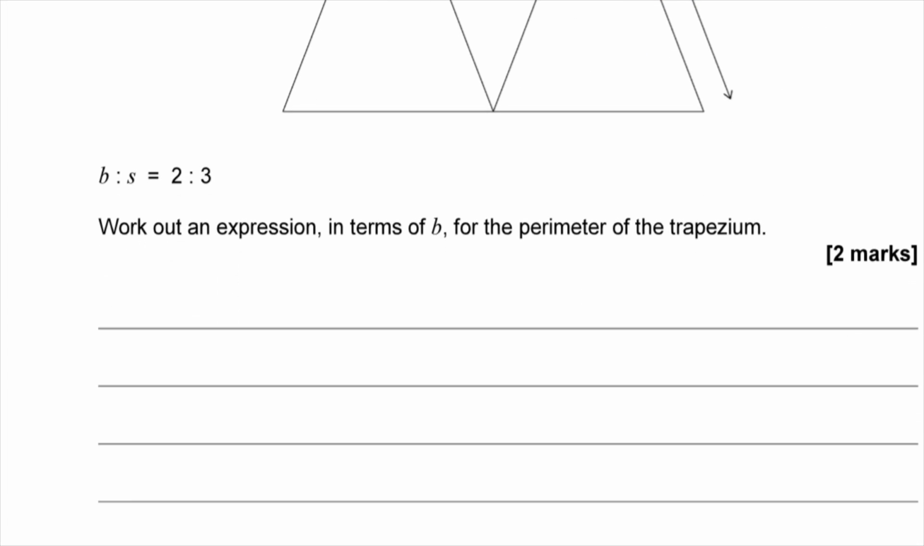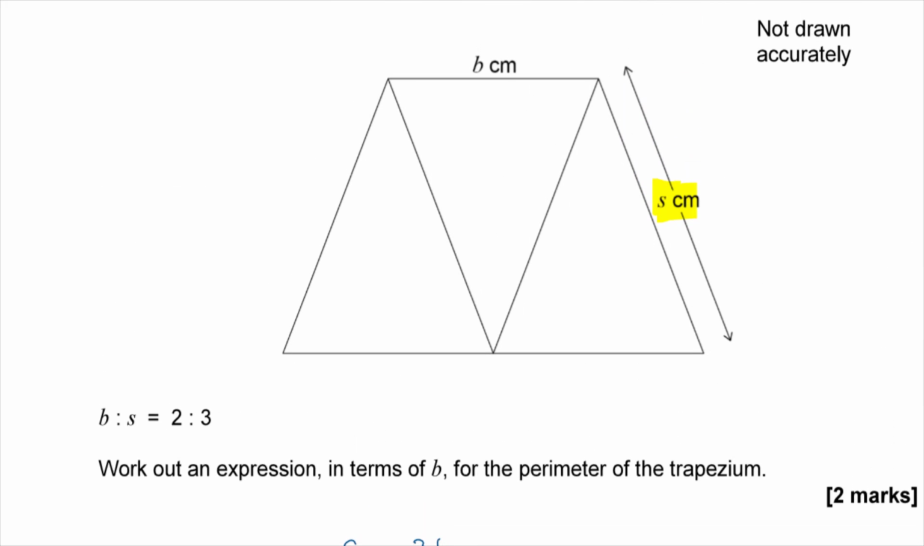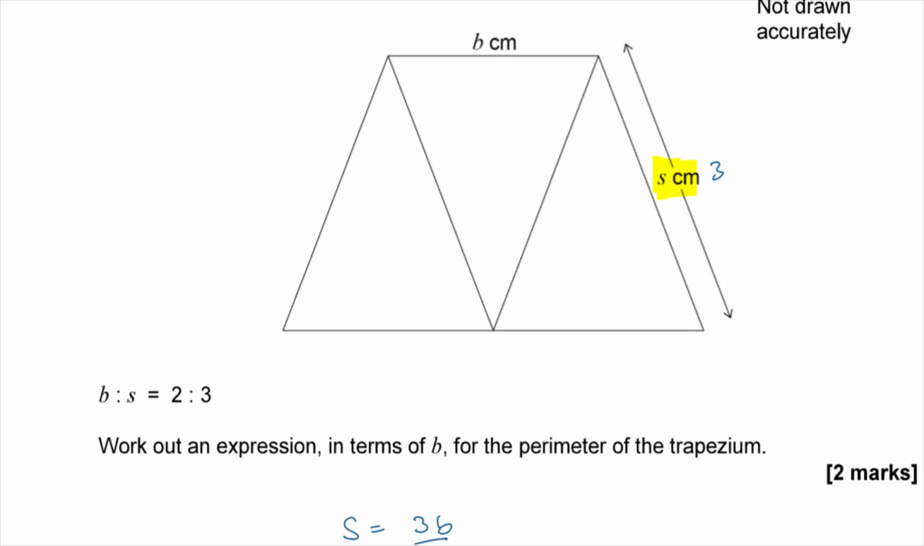So if B to S is 2 to 3, then S is going to be, well, you're going to take B and you're going to divide it by 2 and times it by 3, so it's going to be 3B over 2. Okay, so S is 3B over 2. So if that's 3B over 2, that's B. So along here was 2B, wasn't it, from before? And then up here is going to be 3B over 2 again. So adding those four sides together is going to give me the perimeter.